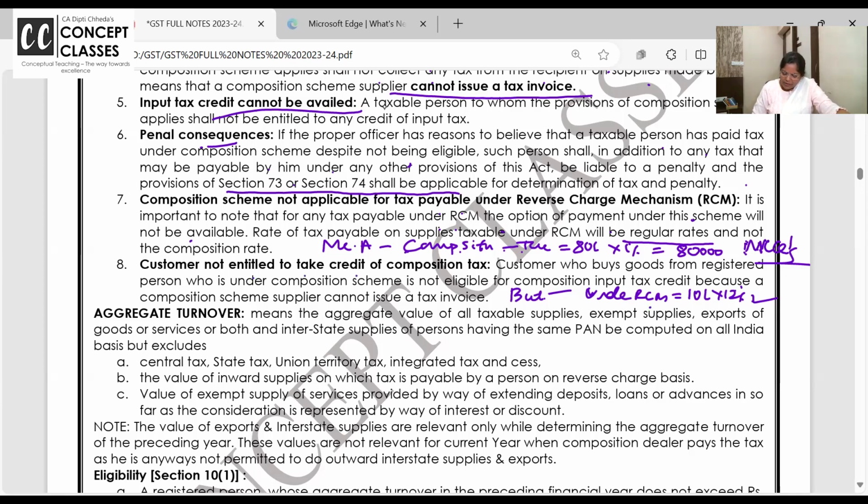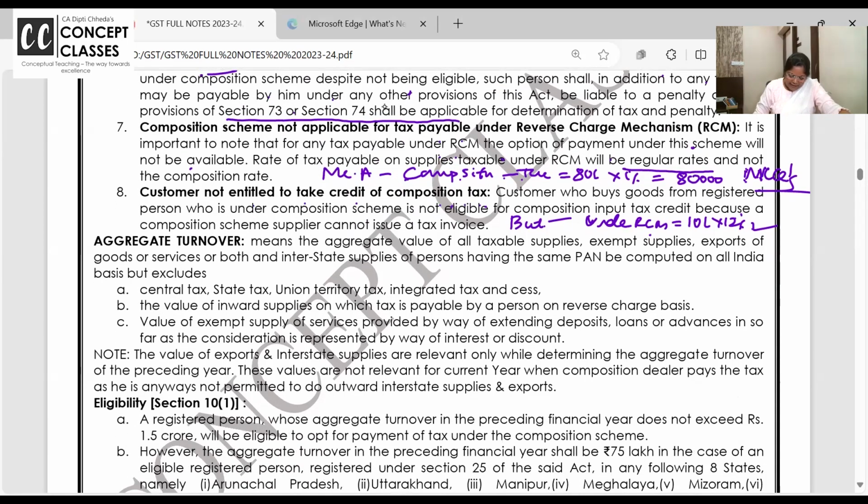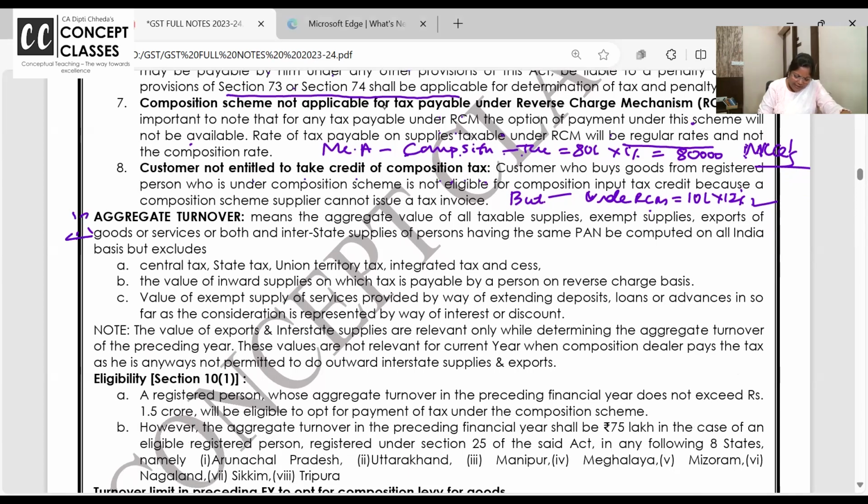Customer not entitled to take the credit of composition scheme. Whoever buys from a composite dealer cannot take the credit because I am not issuing a tax invoice. I'm not collecting the tax from you. I'm paying it out of my pocket. Aggregate turnover, mark, very important for question and answer. 4 marks.